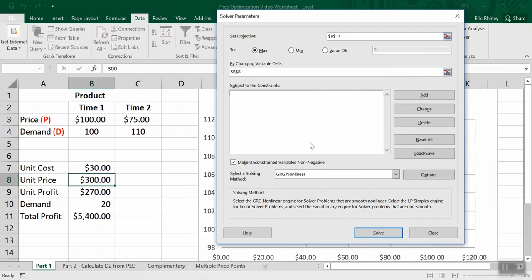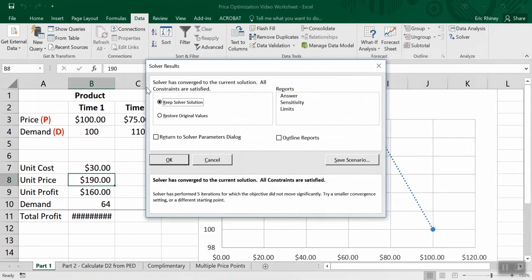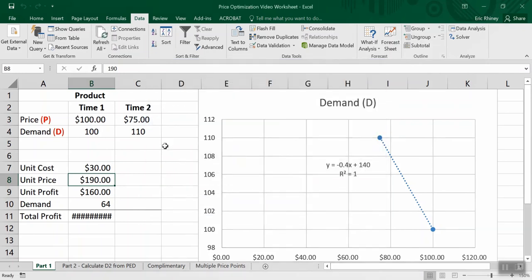That's really all we need in this simple analytical procedure using Solver. And if we hit Solve, it says that Solver has found an answer. There is a result. Solver has converged to a current solution. There are sometimes where Solver doesn't converge on a solution, and you might have to go back and see what you need to change. But in this case, we do have a solution, and we're just going to hit OK.